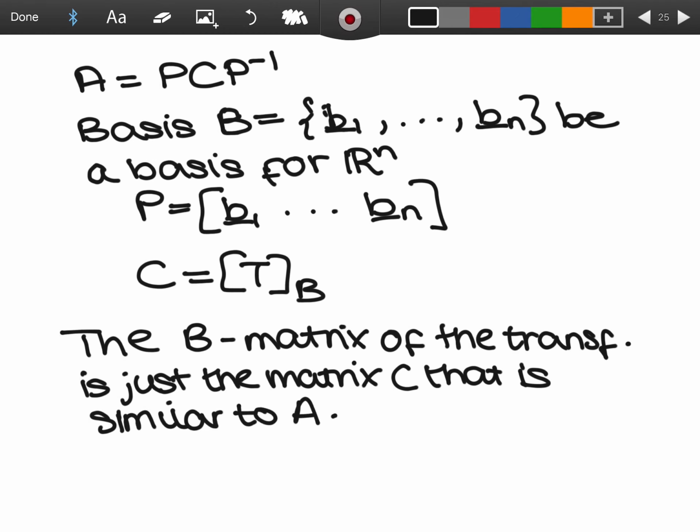Well, that is similar to A, sorry. Okay. Where T of X is equal to A times X. Okay. This is normally used when you have a case where A is not diagonalizable. That's normally where this comes into play.